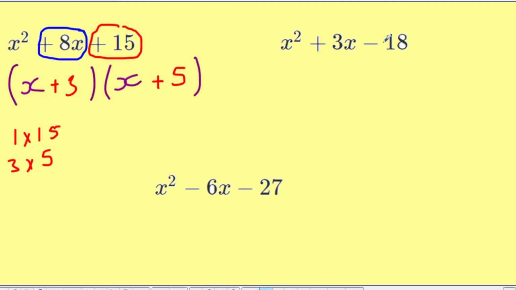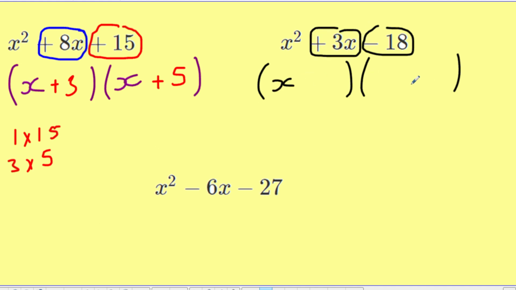We've got a positive and a negative here, so we need two numbers that multiply together to make negative 18, which adds together to make positive 3. Okay, so again, we're going to start with x and x. So I need to think of all the numbers, forgetting the minus for a second, that multiply together to make 18. So I've got 1 and 18, 2, 9, 3, and 6. What else could I have? Can you think of any others?